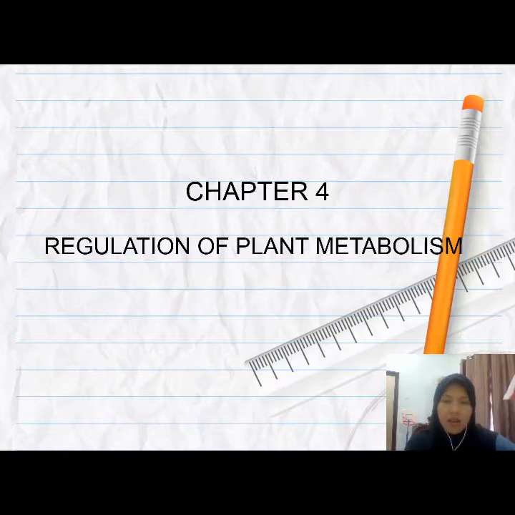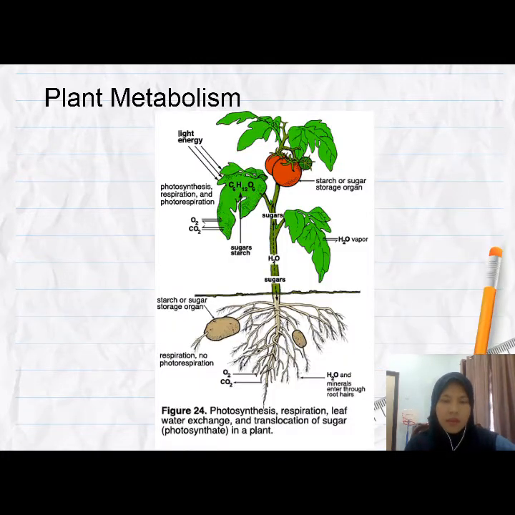lah. Okay, so today we're going to continue with our chapter 4 for plant physiology course, and this chapter 4 is on the regulation of the plant metabolism. Okay, so this figure, it shows a summary on the processes happening in plants. Okay, so these processes yang akan contribute to the byproducts which involved in the plant metabolism.